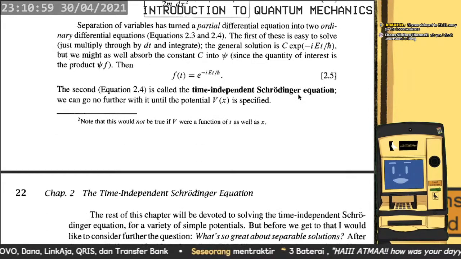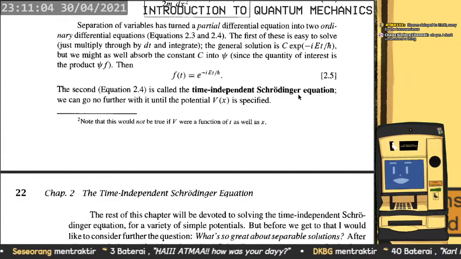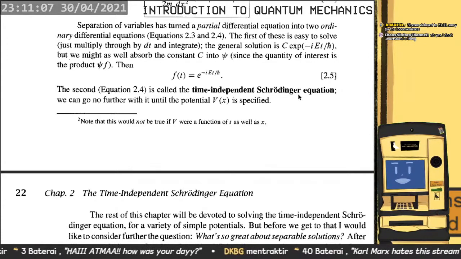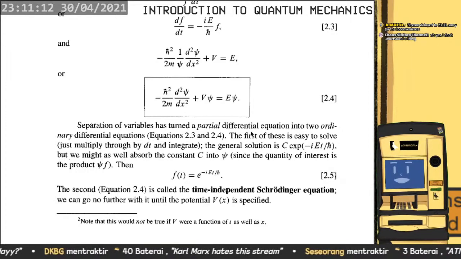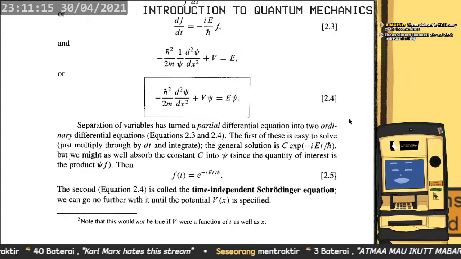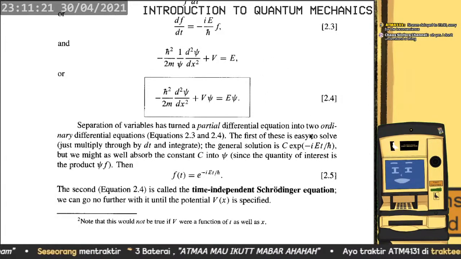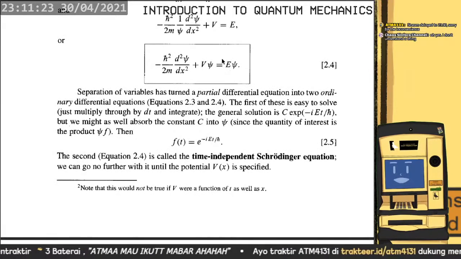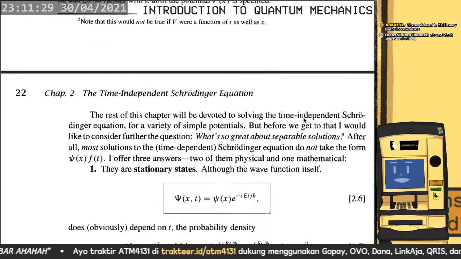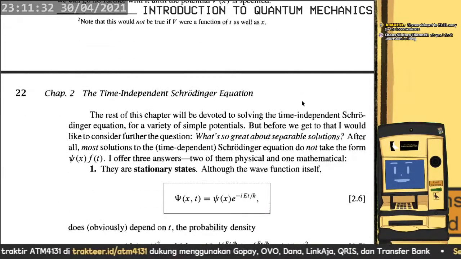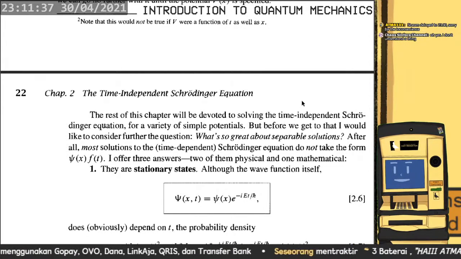The second, equation 2.4, is called the time-independent Schrödinger equation. We can go no further with it until the potential V(x) is specified. Yes, because the time-dependent part is assumed to be constant, it is named the time-independent Schrödinger equation. So in order to solve this, we need to know V(x). The rest of this chapter will be devoted to solving the time-independent Schrödinger equation for a variety of simple potentials.